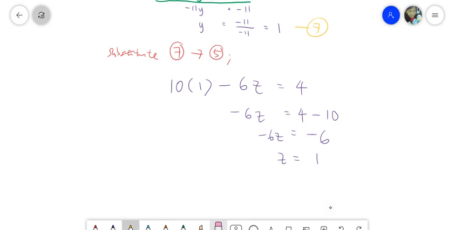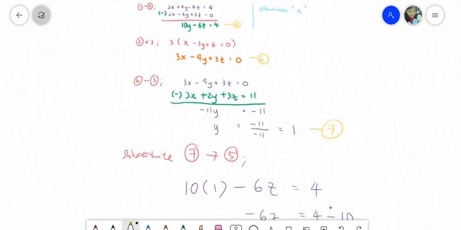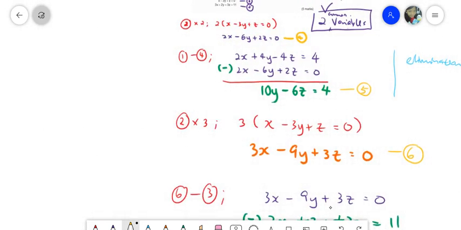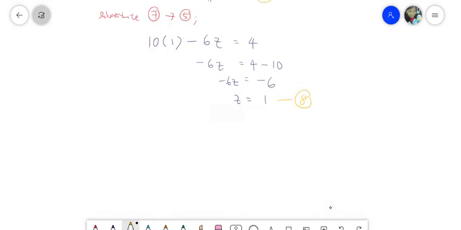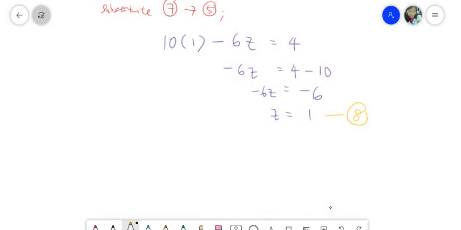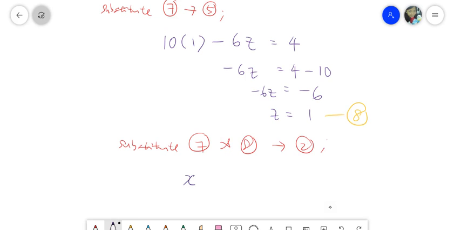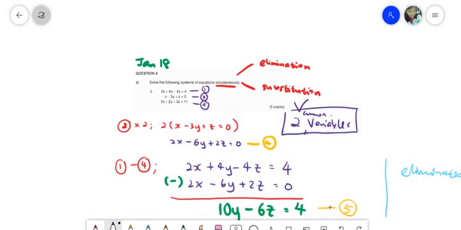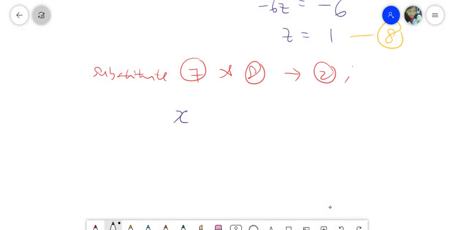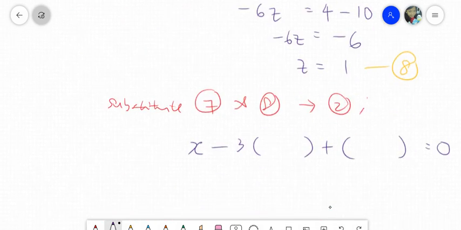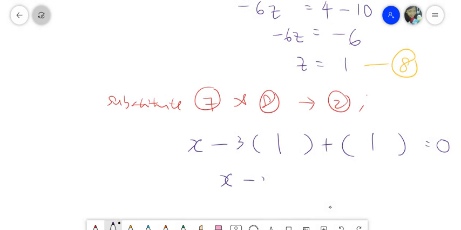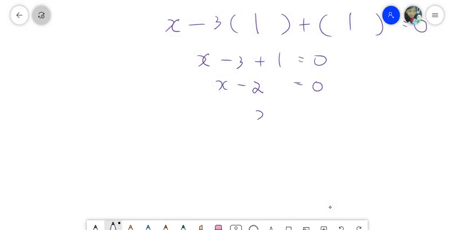So what else? You can substitute into which one easier? The second one is easier, right? Because you have the typical x. So what you need to do, just substitute 7 and 8 into 2. So you have x minus 3, 1. Your y is 1, your z is 1, so x minus 3 plus 1, so x minus 2. Okay, so your x equal to 2.